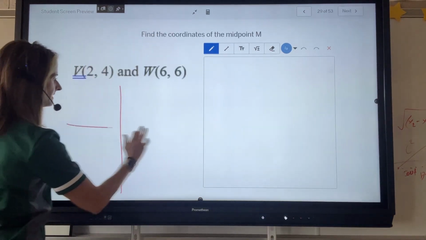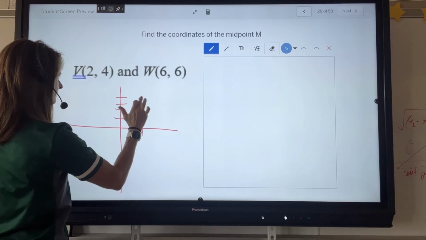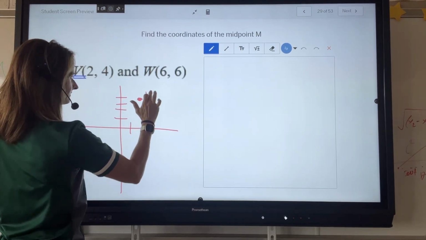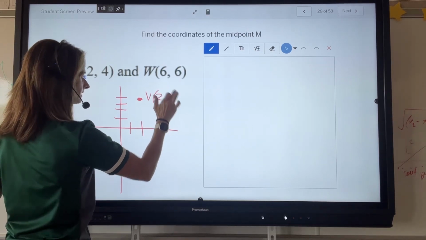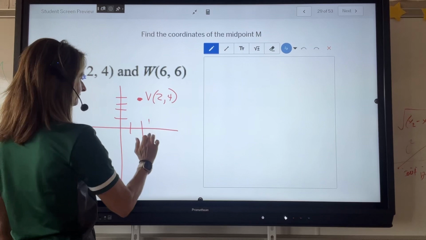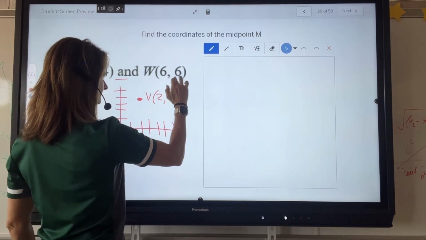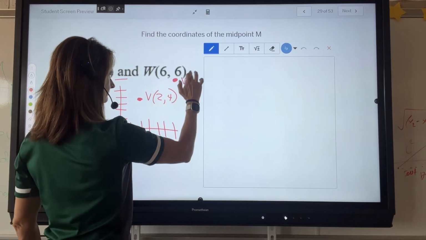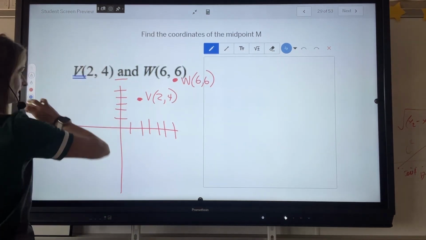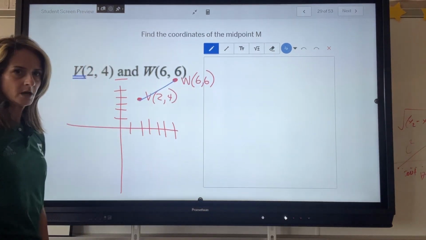So I'm just going to makeshift a graph here. 1, 2, 1, 2, 3, 4. So V is at 2, 4. Okay, I'm running out of room. That's fine. And W is at 6, 6. 1, 2, 3, 4, 5, 6. Okay, W. So it's asking us to find the midpoint, the point in the middle of those two points.